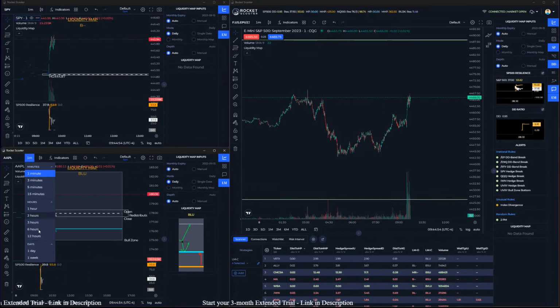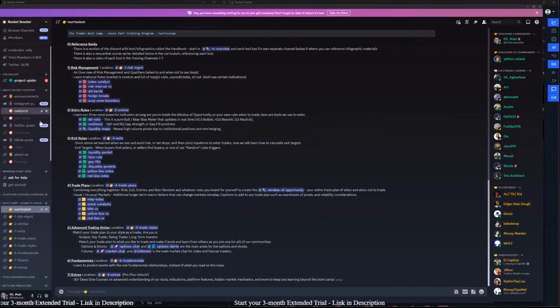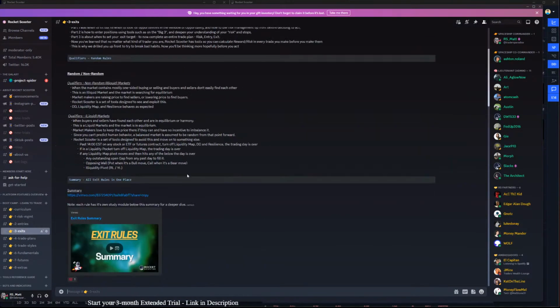In the exit target section of the Discord, if you go through our boot camp, all of you that are here to learn, go to the boot camp. Over here, this is all for the members: entries, exits, etc. The exits show you ways to find resistances.